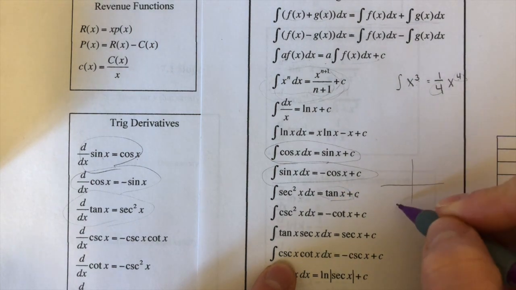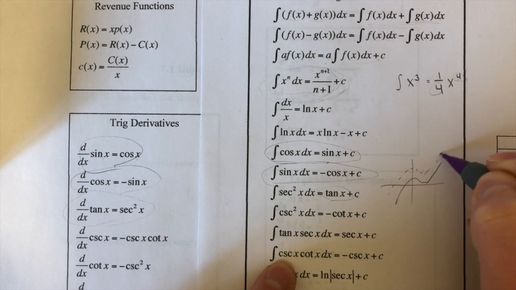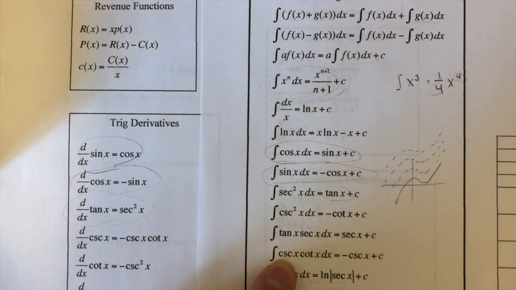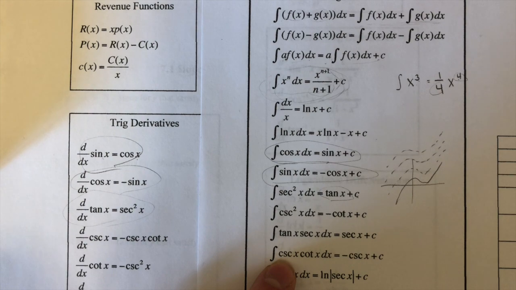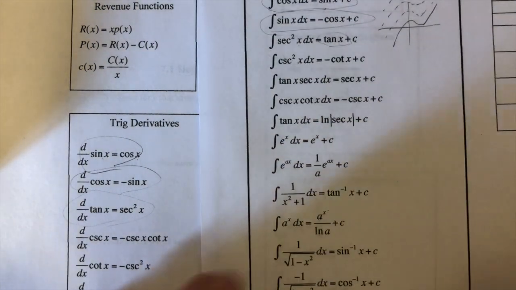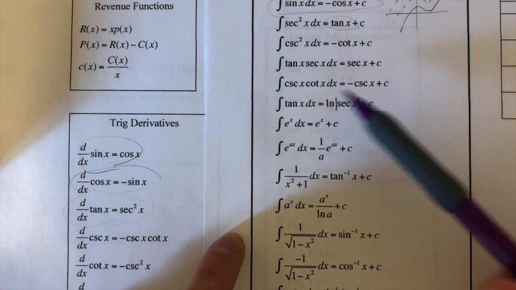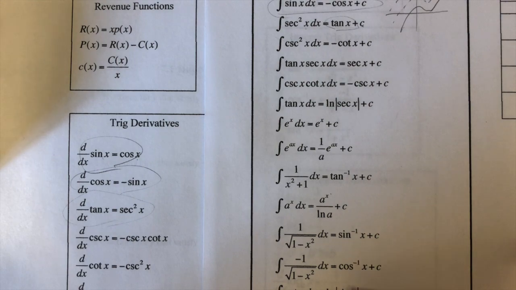Remember that c value is just, so maybe the graph looks like that. That c value tells you whether or not it's shifted up and down, okay? And we'll look at some examples of when that c value needs to be specified in a second, okay? So basically there's integrals for all of these different functions.